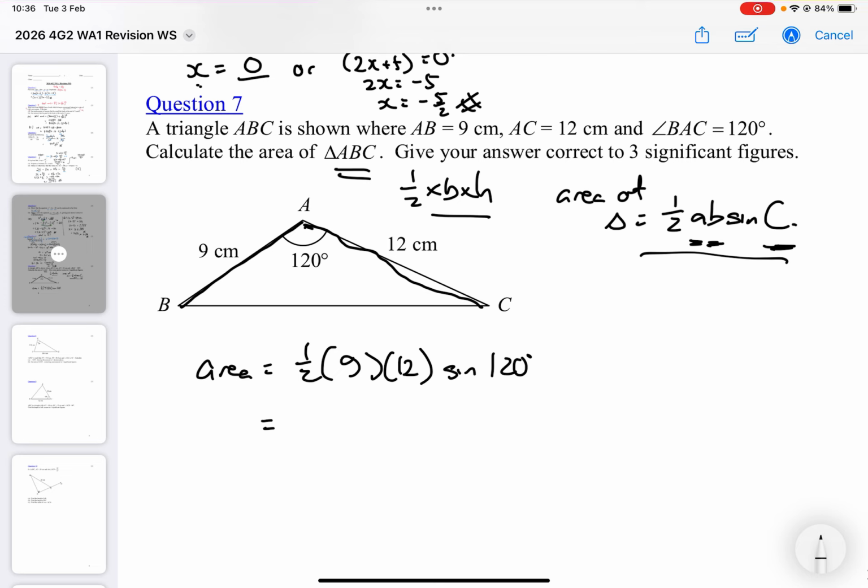Half times 9 times 12 times sine of 120. Half times 9 times 12 times sine 120. 46.765, or 46.8 cm squared. Okay.